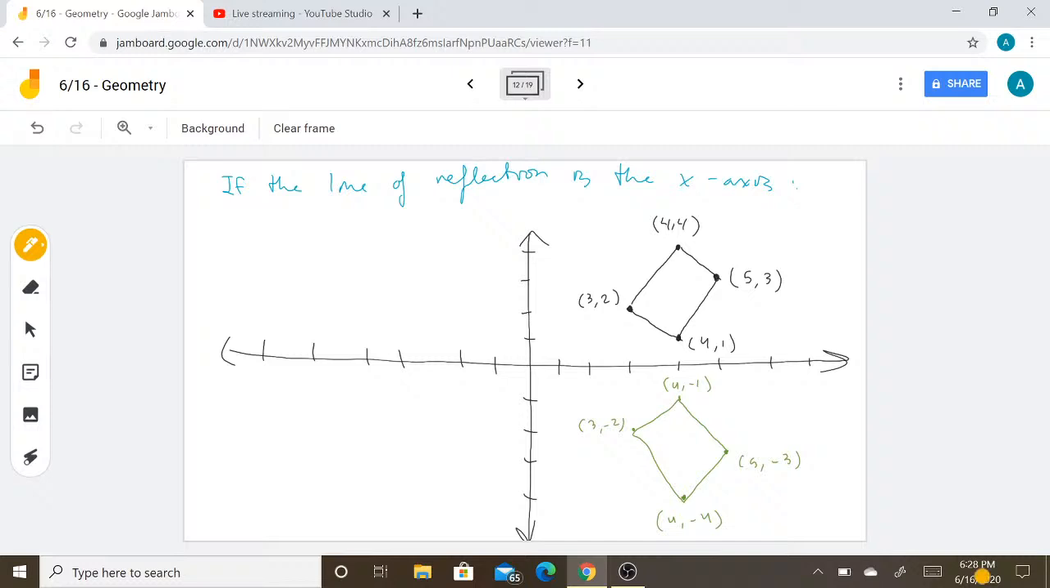If we compare corresponding points from these two figures, the corresponding point of 4 comma 4 would be 4 comma negative 4, and the only thing that's different is the sign change of the y coordinate this time. So instead of the x coordinate being different, the y coordinate has a sign change. If we look at 5 comma 3 and 5 comma negative 3, the only thing that's different is the sign change of the second number of the ordered pair, the y coordinate. So we can say that if a comma b is reflected about the x-axis, it becomes a comma negative b.